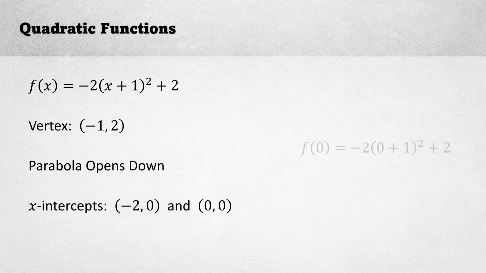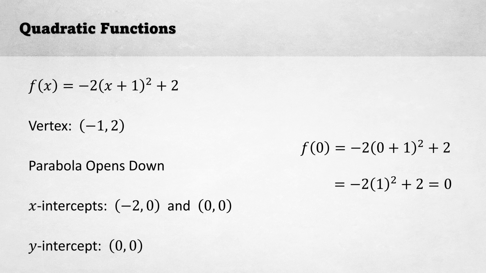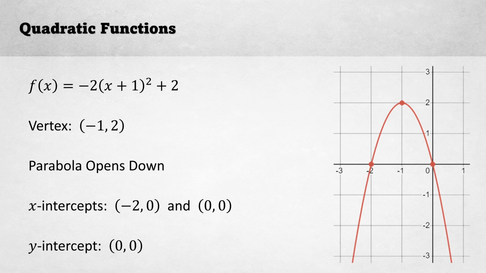To find the y-intercept, we set x to 0. Simplifying it, we get the y-intercept at 0, 0. Note that since there can only be one y-intercept for each function, we already knew that the y-intercept would be at 0, 0 from our x-intercept. Putting these together, we can graph the parabola.